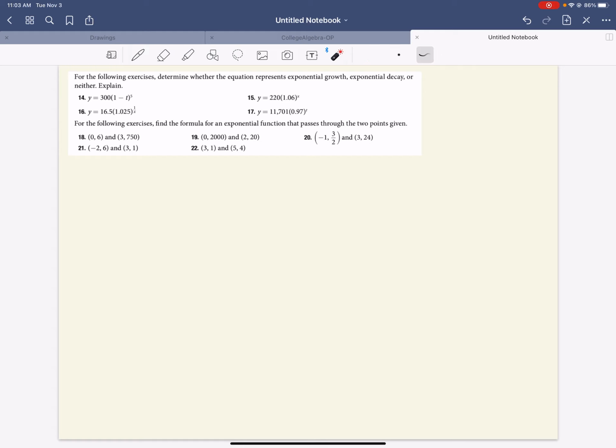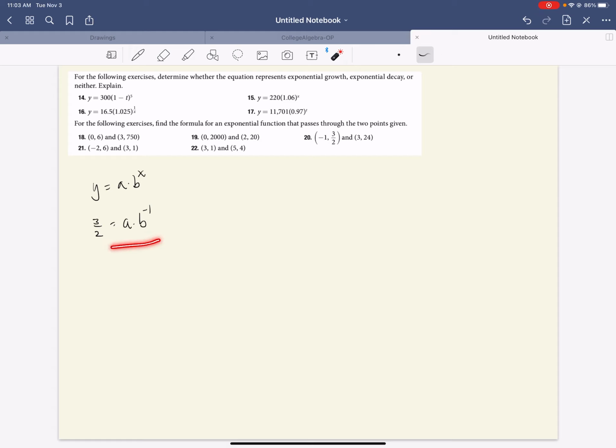So the next problem I'm going to do is problem 20, and here's what we have for that. So once again, I know y is supposed to be a times b to the x. So using the first point, there's an x and there's a y. Then I'm going to say, okay, well, 3 halves should equal a times b to the negative 1 power.